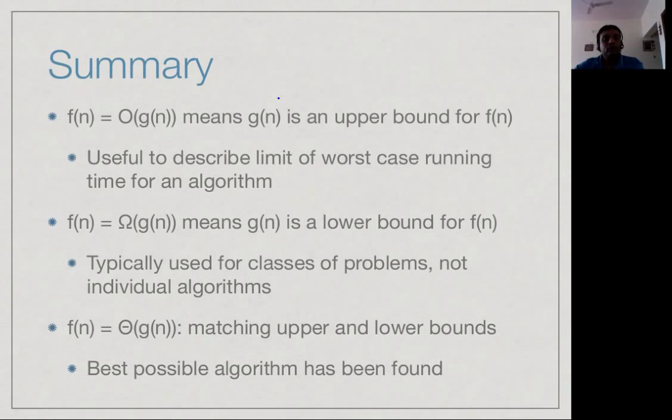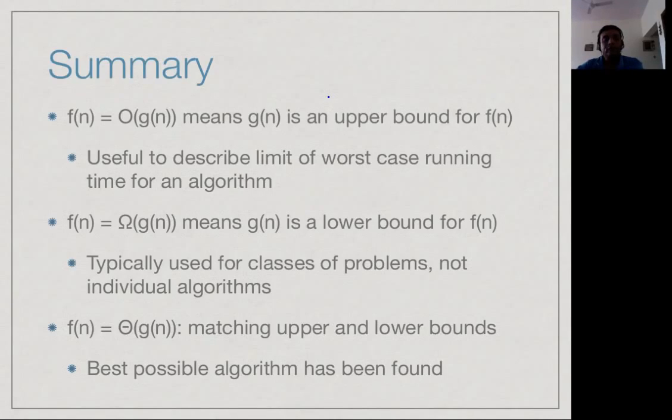So to summarize, when we use big O, we have discovered an upper bound. If we say f of n is big O of g of n, it means that g of n dominates f of n, so f of n is no bigger than g of n. And this is useful to describe the limit of the worst case running time. So we can say the worst case running time is upper bounded by g of n. On the other hand, if we use omega, we are saying that f of n is at least g of n. g of n is a lower bound for f of n. As we described, this is more useful for problems as a whole, sorting as a general problem, rather than for individual algorithms, because it tells us that no matter how you do something, you will have to spend at least that much time, but this is hard to establish.